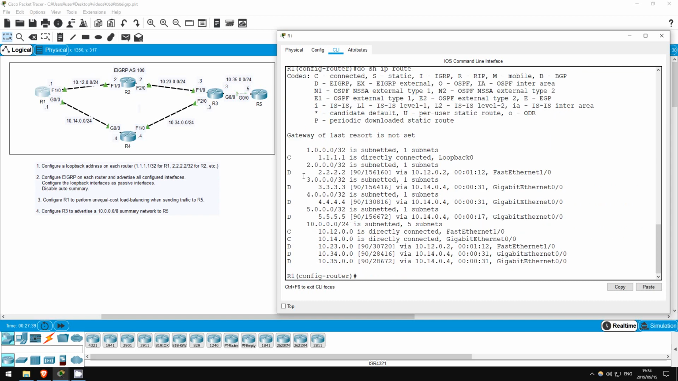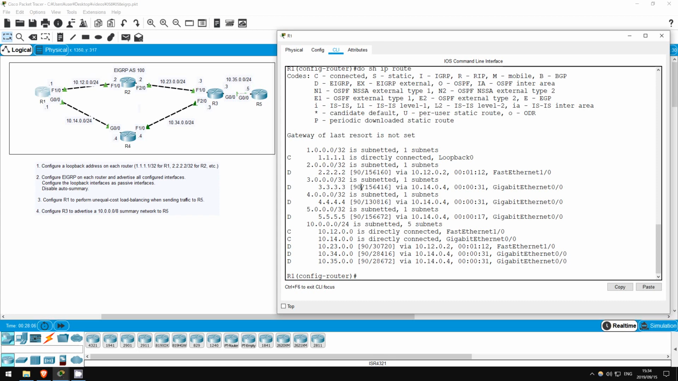The D beside these routes indicates that they were learned via EIGRP. Notice the administrative distance of 90 as opposed to OSPF's 110. This means if two routes are learned to a destination, one via EIGRP and one via OSPF, the EIGRP route will be preferred. Also, notice these huge metric numbers.